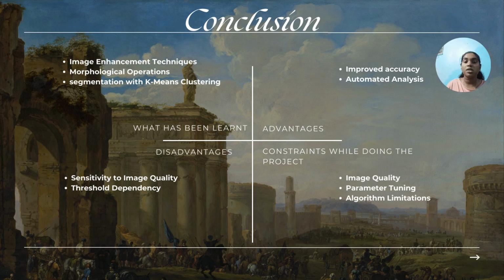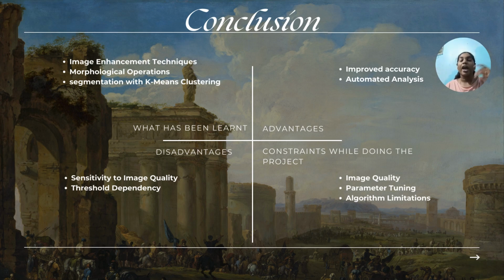The second one is morphological operations. Our project demonstrated the importance of morphological operations such as closing and hole filling to remove noise and ensure the continuity of segmented regions. The next one is segmentation with K-means clustering. We explored the use of K-means clustering for segmenting different skin textures, particularly oily and dry skin areas, providing a clear method to categorize and analyze skin regions.